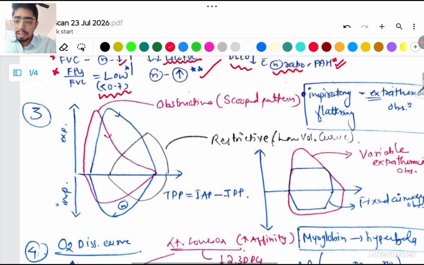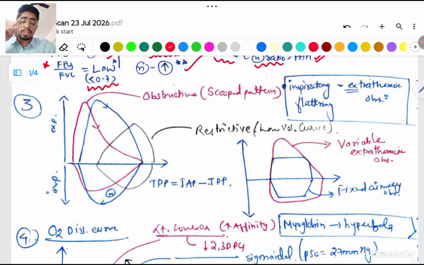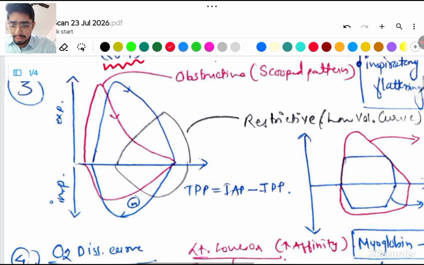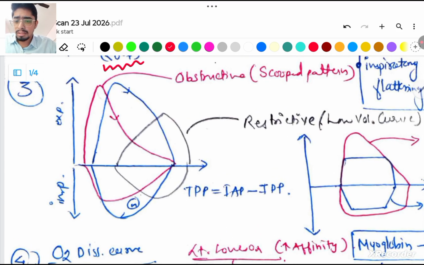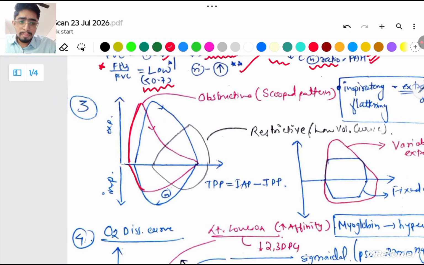Okay, now let's look at this graph, which is very important. It has also been asked. Always remember this concept: whenever you look at a respiratory graph, there is an upper graph and a lower graph. The upper graph expresses the expiration part, and the lower part is the inspiration part. This concept is very important.